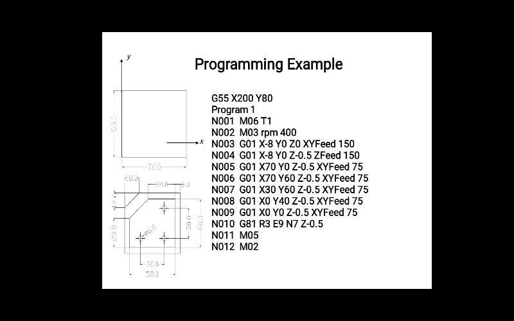Okay, and after this we are going to stop the spindle by using M05, and at the end, the end of the program, with the help of M02. M02 is for the end of the program.